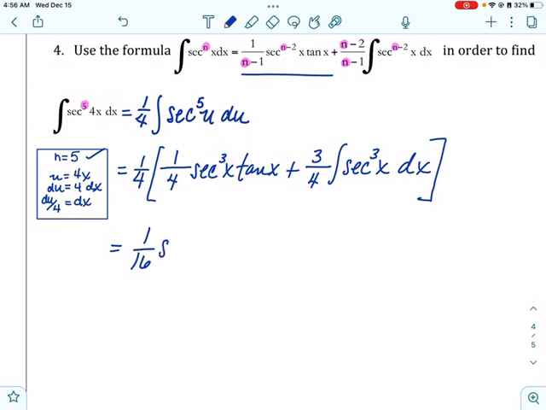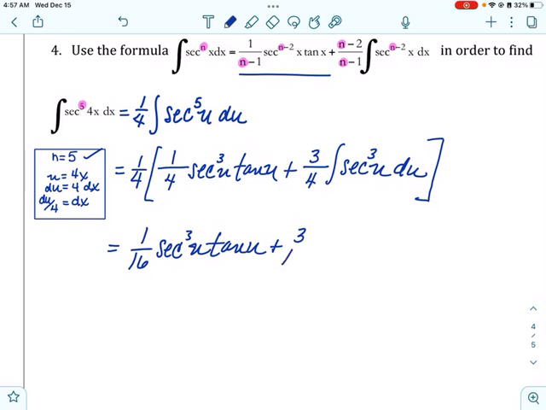So we've got 1/16 secant cubed, and so I've got the formula. You notice I put x's here. Let me go back here. So this is u, and then secant cubed u du. Okay, so we've got everything in there. Let me check. So we have 1/16 secant cubed u tan u plus 3/16 the integral of secant cubed u du.